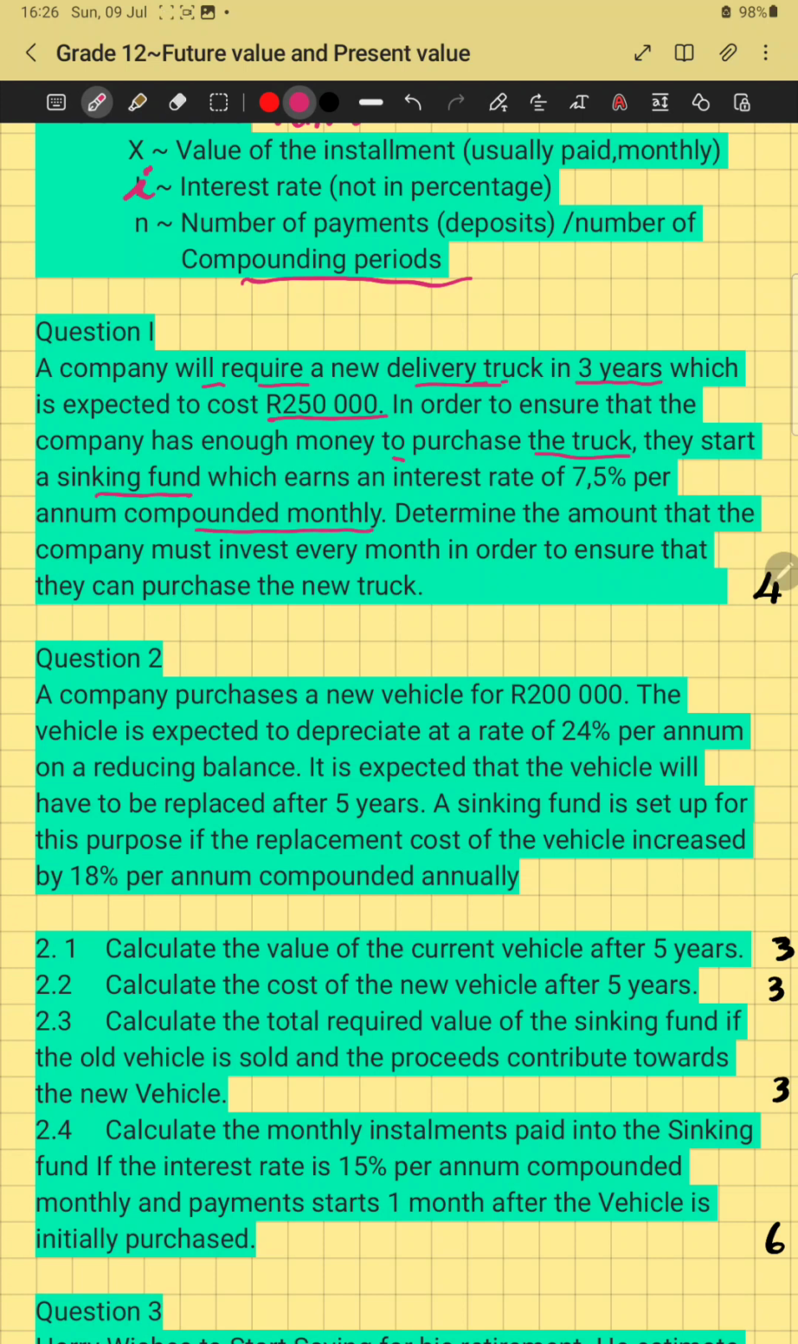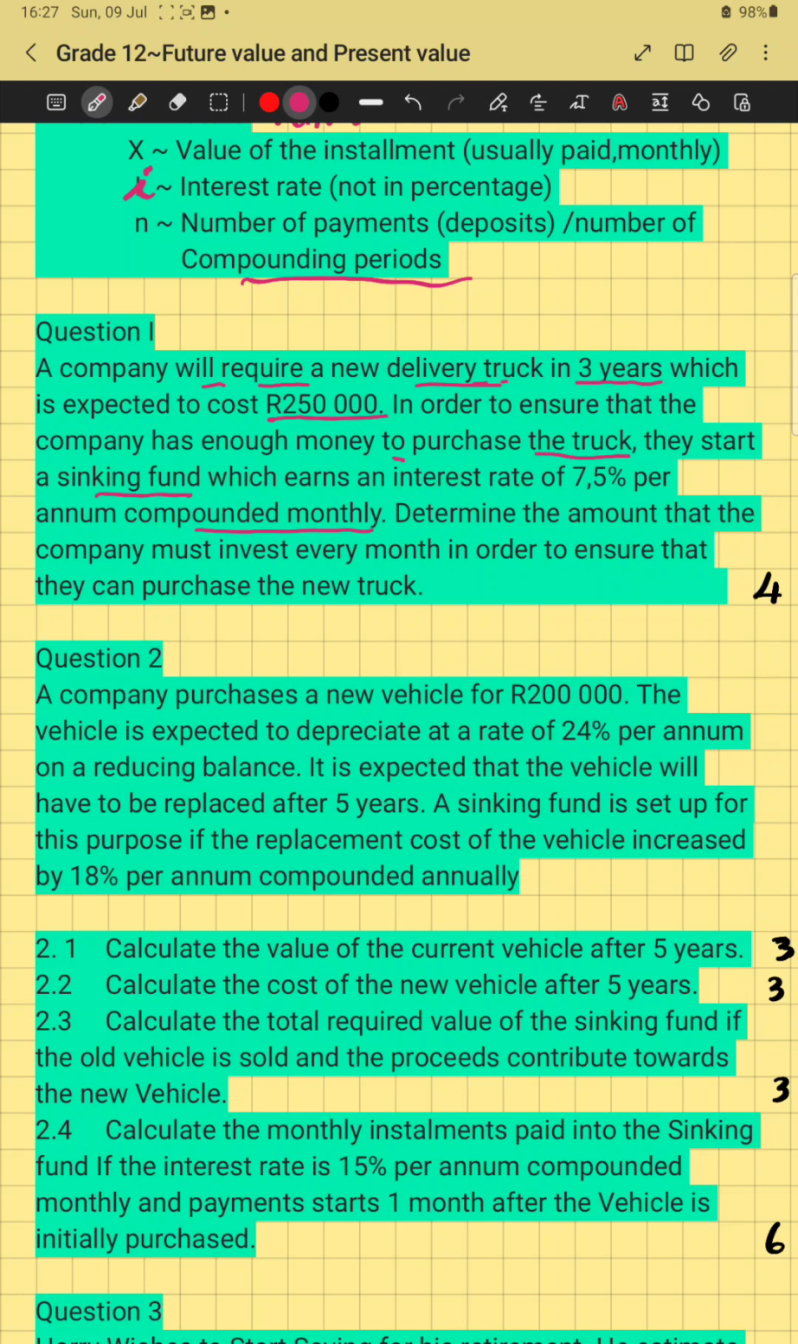Now they say that this company will need a new delivery truck in 3 years, which is expected to cost 250,000. So in order to ensure that the company has enough money to purchase this vehicle, they start a sinking fund which earns an interest rate of 7.5%. And I'm going to explain that part of the sinking fund in the next question.